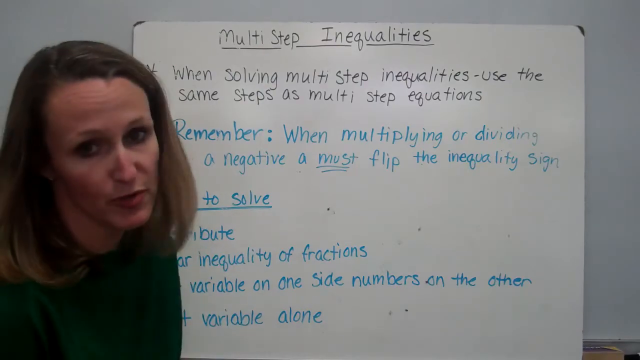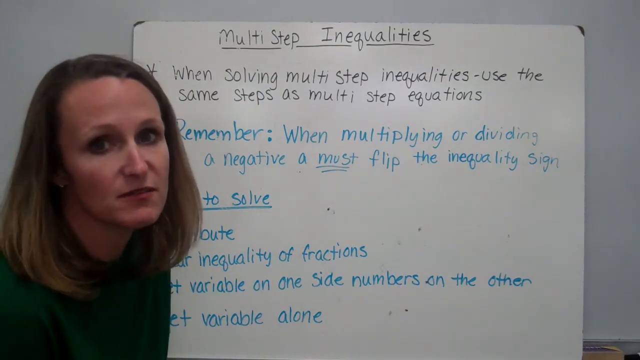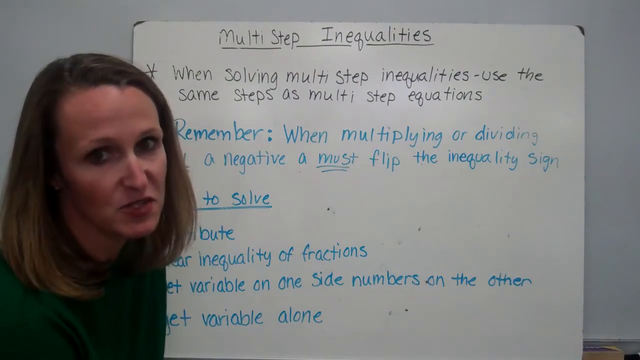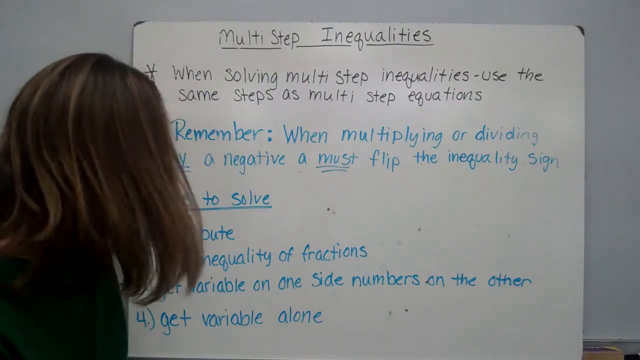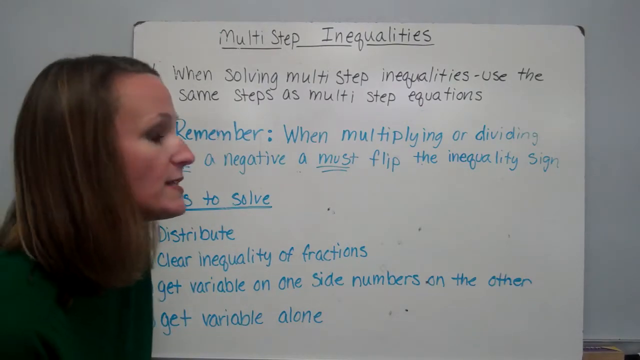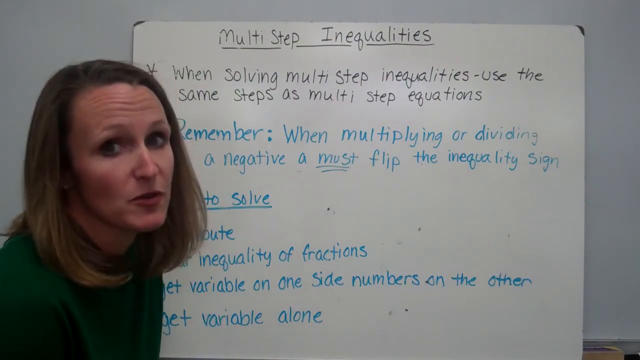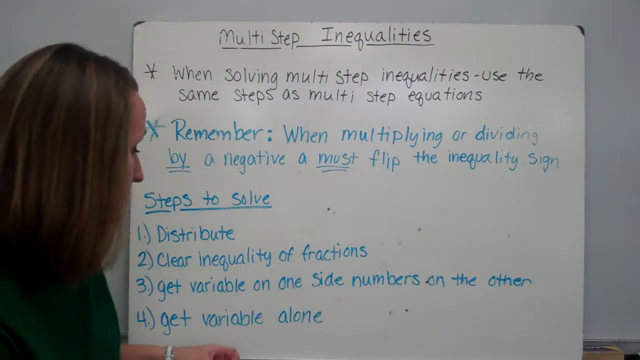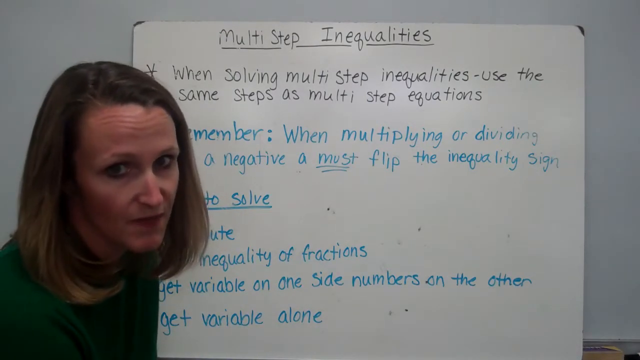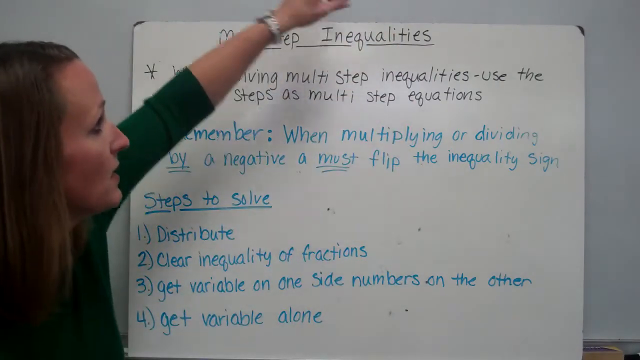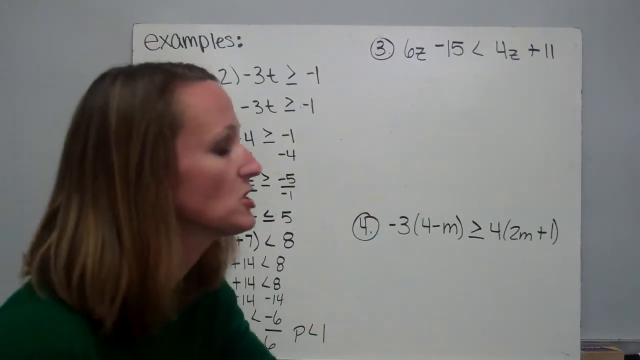One, distribute. Use your distributive property. Make sure you are distributing to everything inside of those parentheses. Two, clear your inequality of any fractions. Three, get the variable on one side, get your numbers on the other. This is if you have stuff on both sides of the inequality sign. And then get your variable alone. Isolate your variable, because that's how you're working to solve. Then, of course, you can graph. Alright, so let's do a few examples.